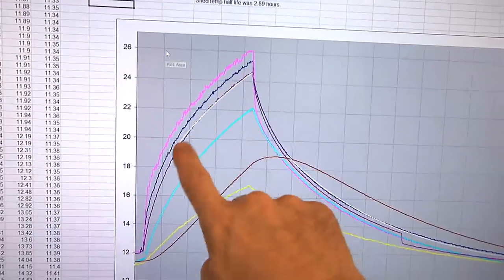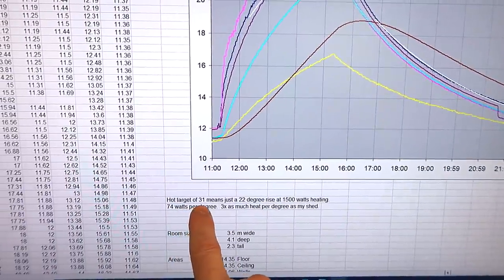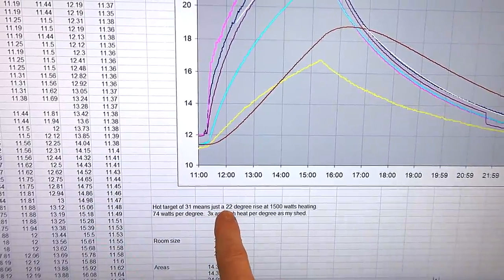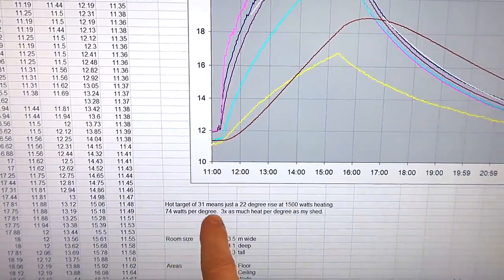And based on those exponentials that fit to the curve, the target temperature would have been 31 degrees, at which point it would have reached equilibrium. That's a 22 degree rise with 1500 watts input, or 74 watts per degree. So if that's correct, maintaining a temperature that's warmer requires about 3 times as much heat per degree than my shed does. But then again, this room has got 4 times the surface area, so it's not too bad.